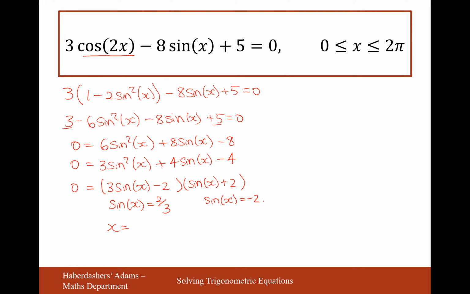So I'm then going to do sine inverse, making sure my calculator's in radians mode, sine inverse of 2/3, which is 0.730, so 3 significant figures, and then for sine, the next solution is going to be pi minus answer, which is 2.41.